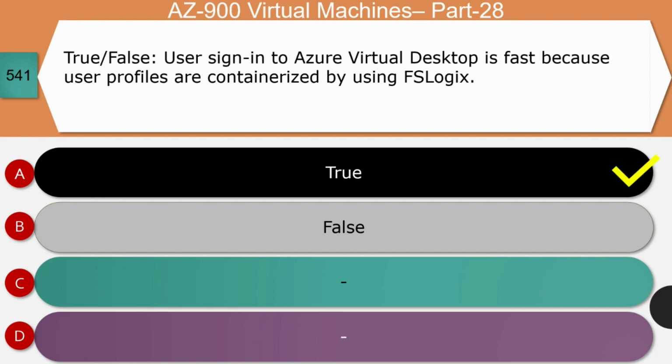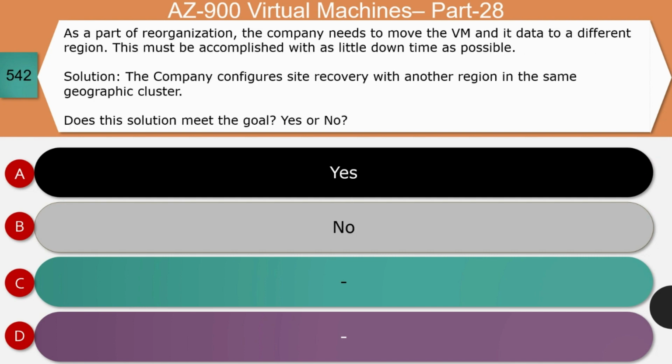Let's see the reason. FSLogix is a software company that provides solutions for virtual desktop infrastructure. Their products include FSLogix Profile Container, which allows the separation of user profile and the data from the underlying operating system and virtual disk. That will improve the performance and simplify the management of VDI environment. And so option A is the right answer.